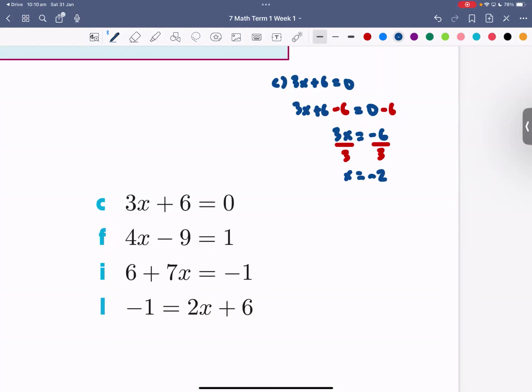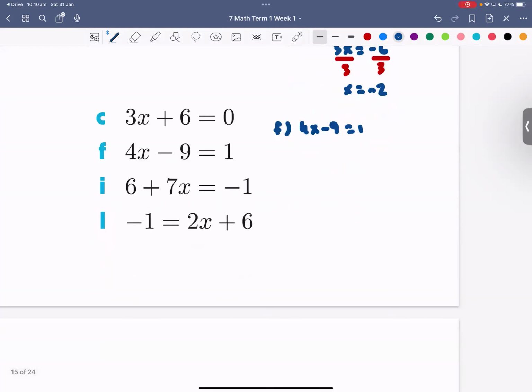All right. F. 4x take 9 is 1. What did everyone undo first? The minus 9. And how did you undo a minus 9? Plus 9. We undo the minus 9 by writing plus 9. And whatever you do to the left, you do the same thing to the right. So I've done plus 9, plus 9. So then I've got 4x equals, what's 1 plus 9? 10. And then we divide both sides by 4. You're completely correct. We divide both sides by 4. All right. And you need to write the simplified version of 10 over 4. What's the simplified version of 10 over 4?